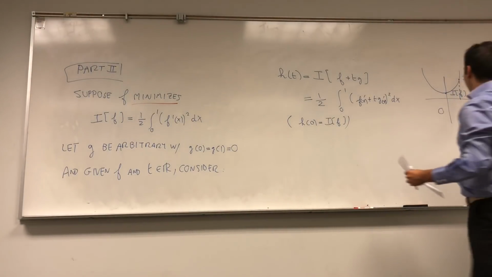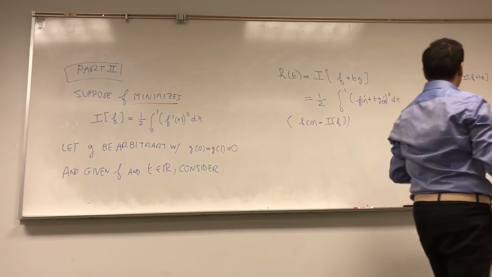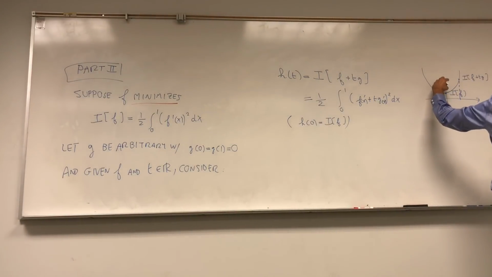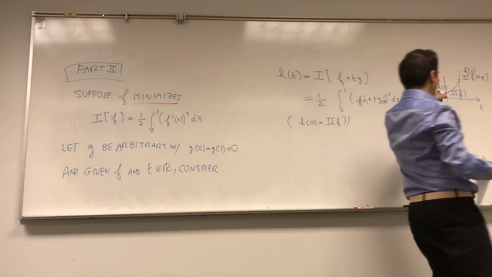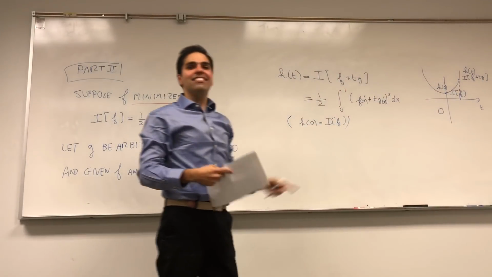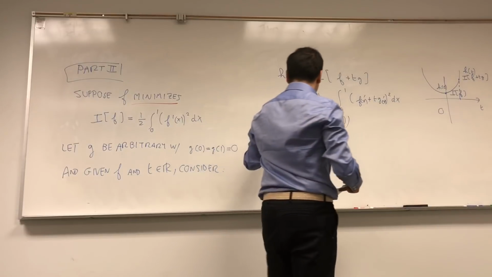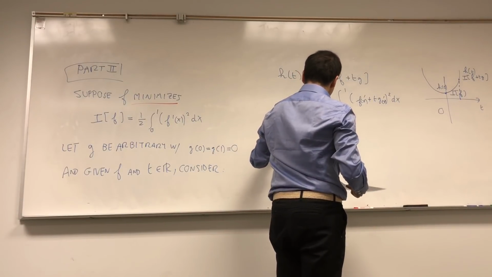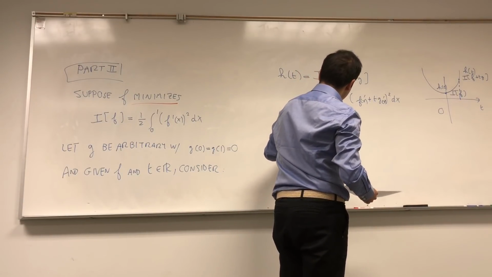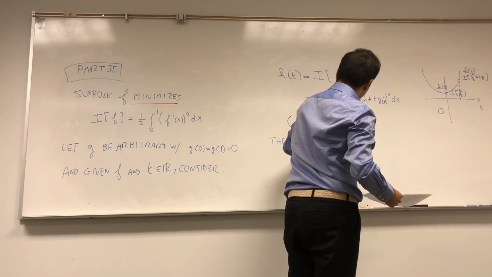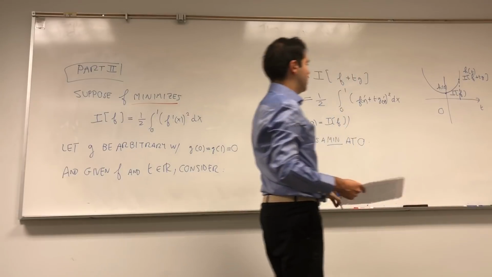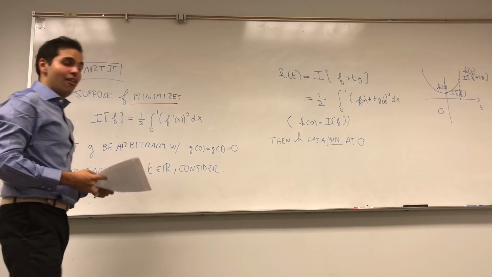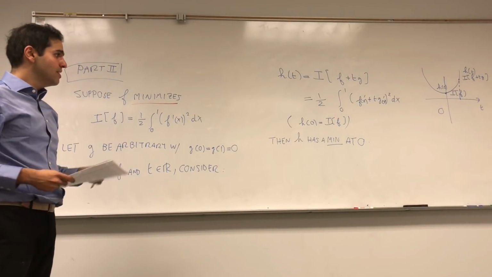So in particular, if you look at this picture, and let's say this is h of 0 and h of t, we can say for sure that h has a minimum at 0. Again, because I of f is the smallest value.